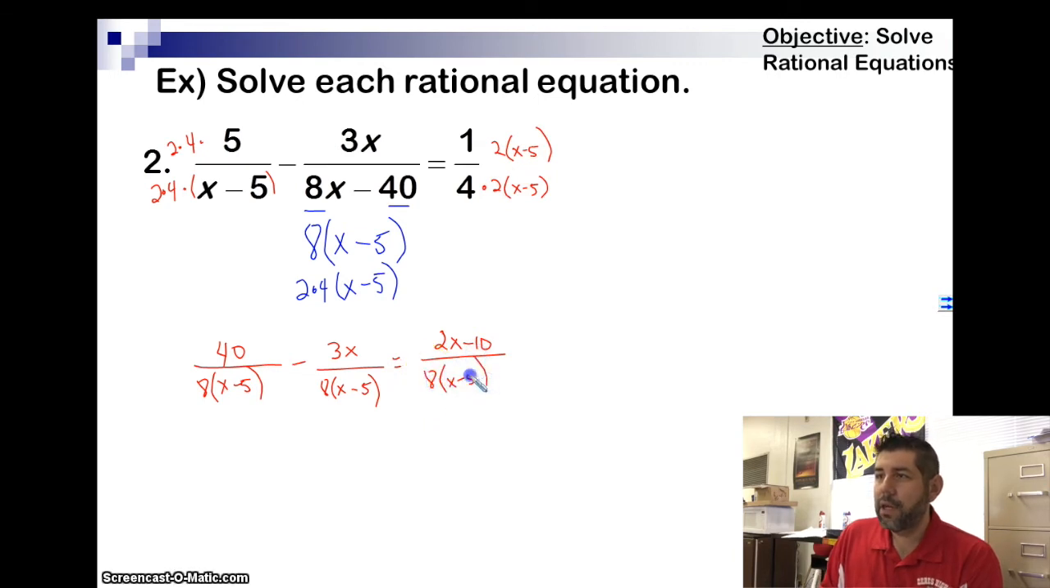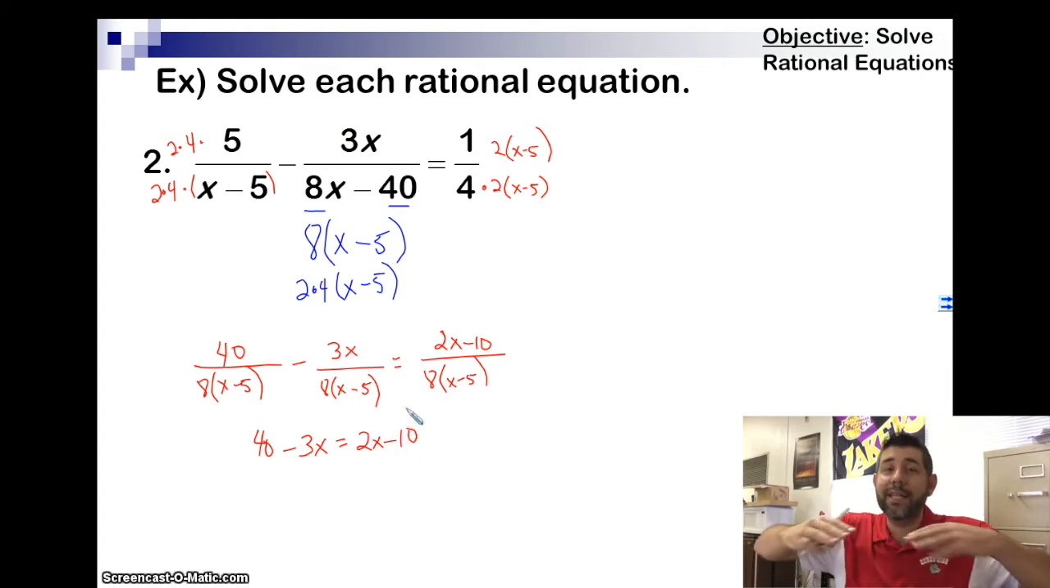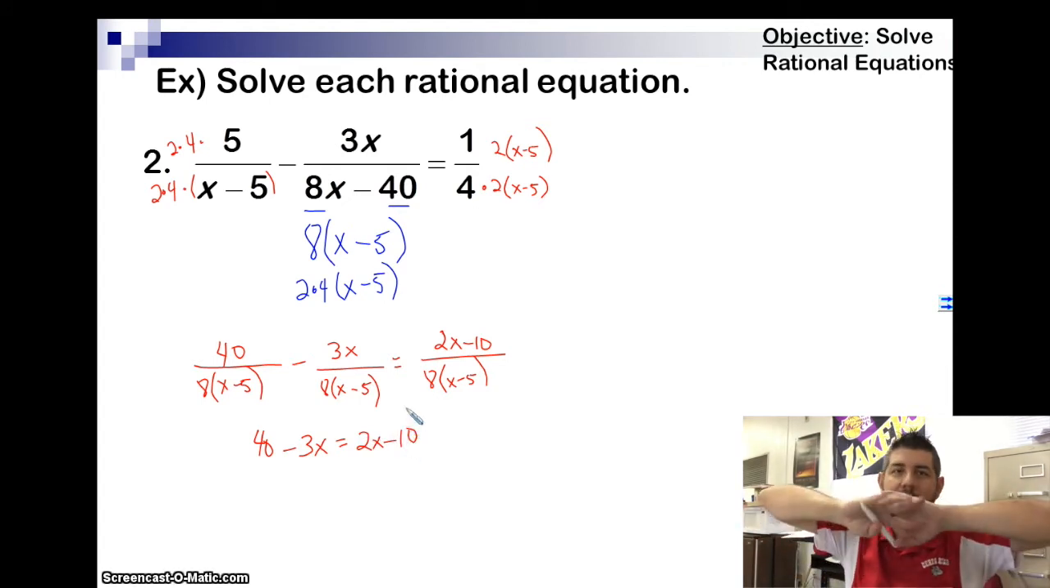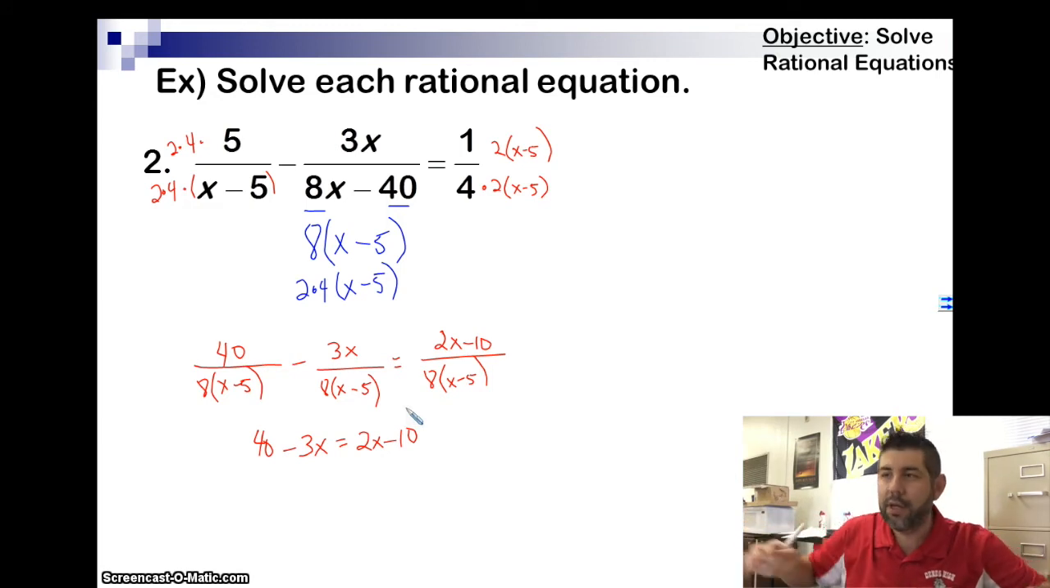Now, these all have common denominators, so I can multiply all of them by the common denominator, which is just going to cancel out the common denominator, leaving me with 40 minus 3x equals 2x minus 10. So once you get the common denominators all there, you just kind of get rid of them. You don't really need them anymore, okay?